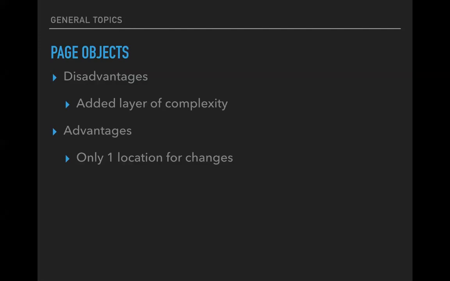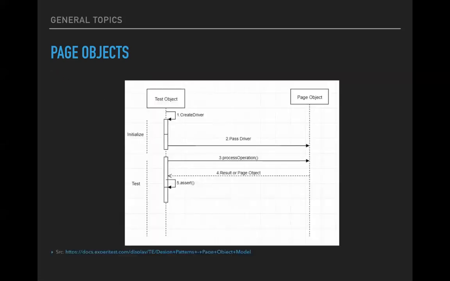So we just saw the advantage. There's also a big disadvantage. It adds an extra layer of complexity. Now, when I go back to my slide about the page objects, the diagram specifically, you can see that I need to, in my test object, create my driver, and then I need to pass that driver along to my page object. I need to process the operation, and I need to send back the results. And then in my test object, I can do my assertion. It adds an extra layer of complexity. In my humble opinion, this extra layer of complexity is very much worth it, because you get a lot of maintainability instead of a little bit of complexity. So that's why I always am a big proponent of page objects.